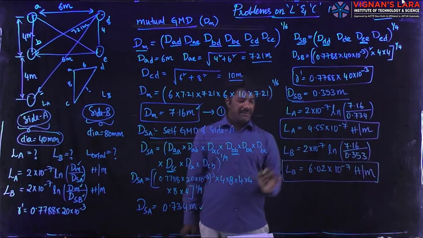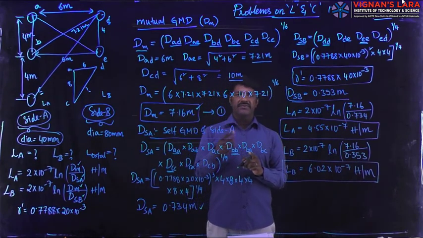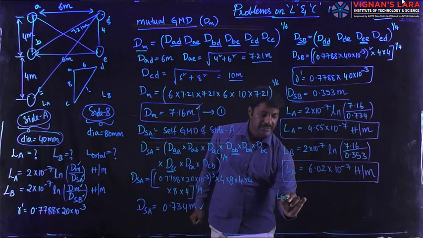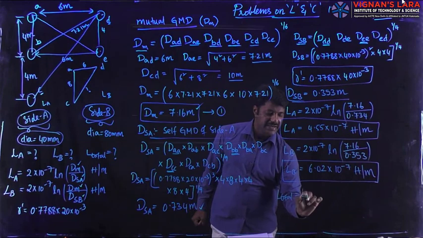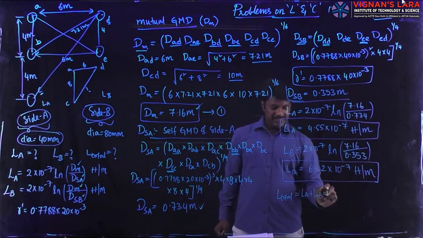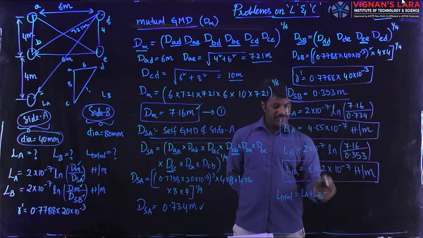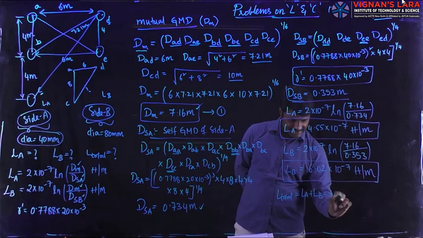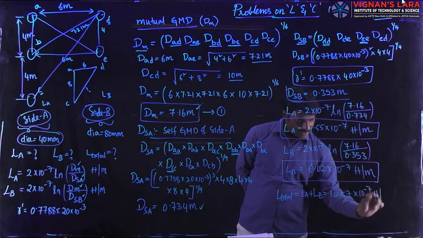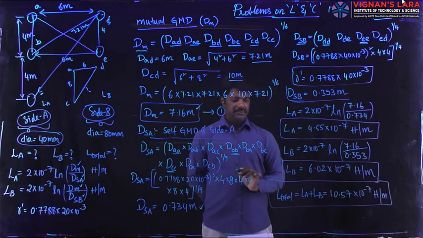Since LA and LB are available with us, the overall inductance of this single phase system with 5 conductors is L total. Just simply we will add up LA and LB. LA plus LB, written as 4.55 plus 6.02, that is 10.57 into 10 power minus 7 henry per meter. So what we calculated is only for 1 meter length.